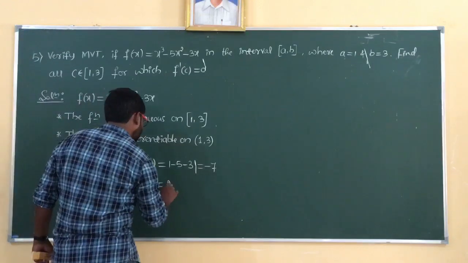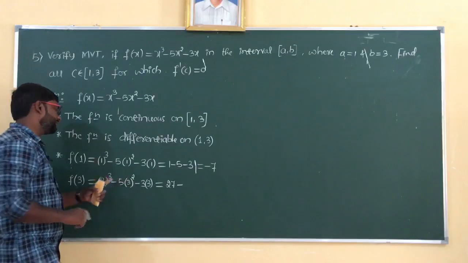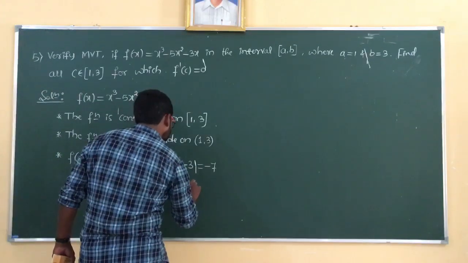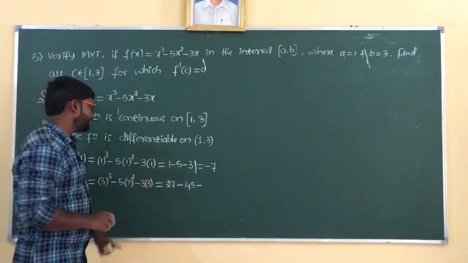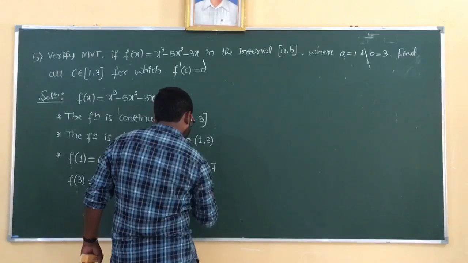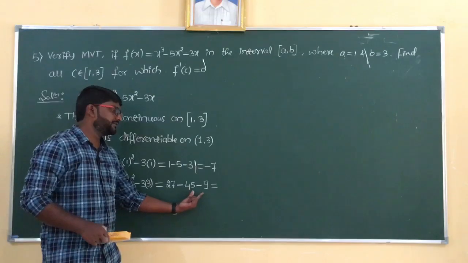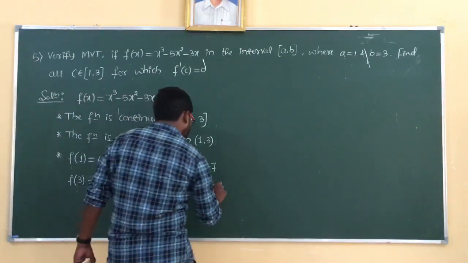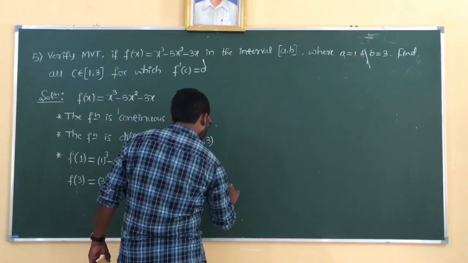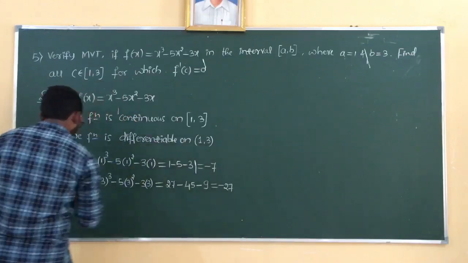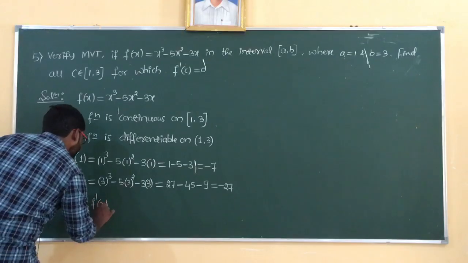3 cube is 27, minus 3 square is 9, 9 into 5 will be 45, minus 3 into 3 is 9. So how much do we get now? 27 and then minus 54 will give us minus 27. So f of 3 is minus 27.